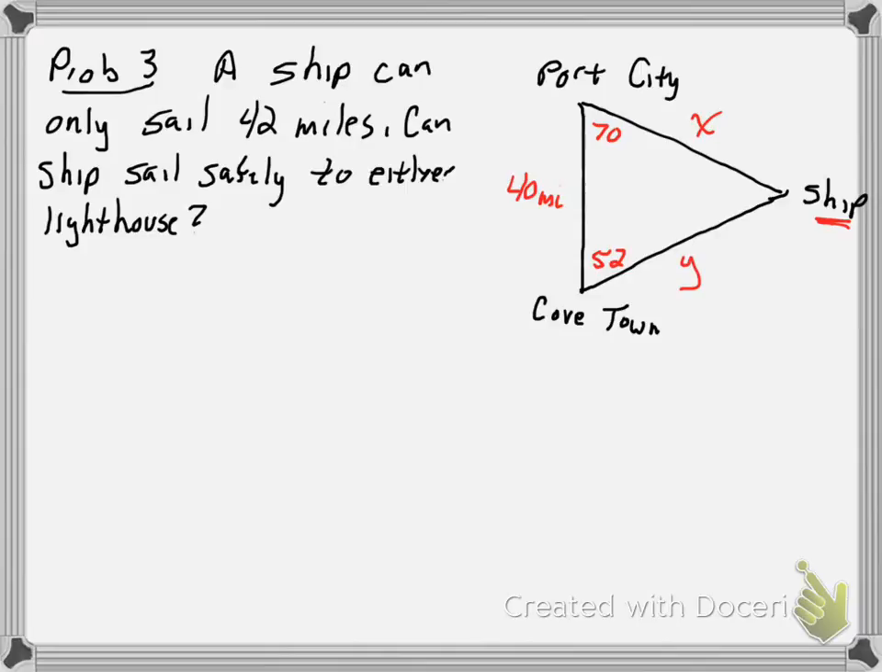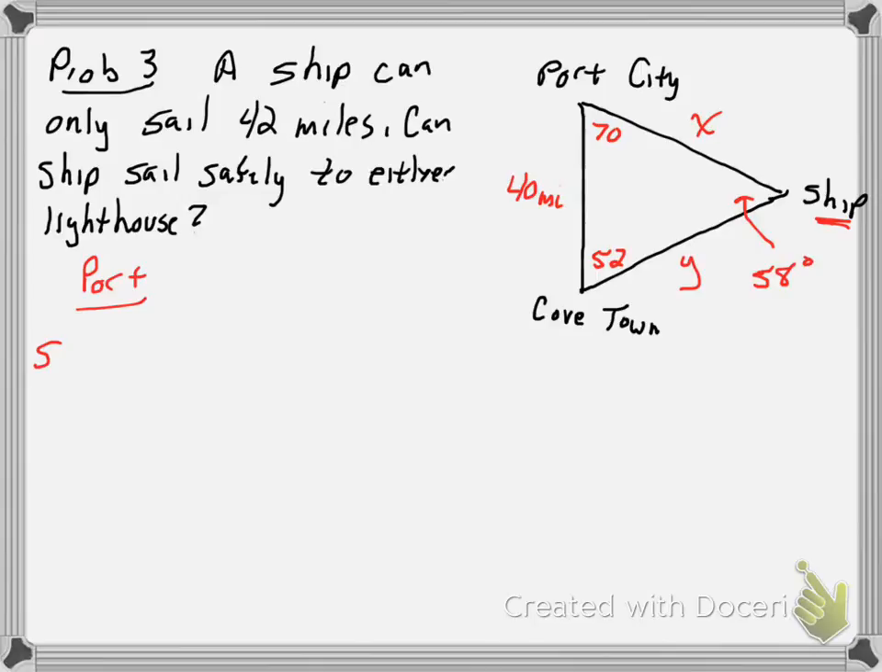Let's take a look. Since we have 70 degrees and 52 degrees, we know it's a triangle, so 180 minus 70 minus 52 leaves me with 58 degrees right there. And that's going to be huge because it's going to help me be able to solve for those things. So let's solve for Port City first.